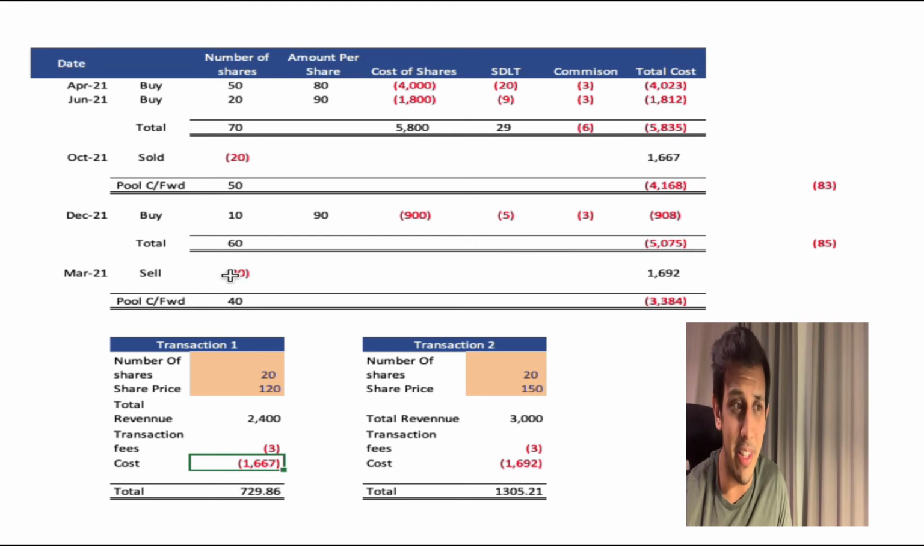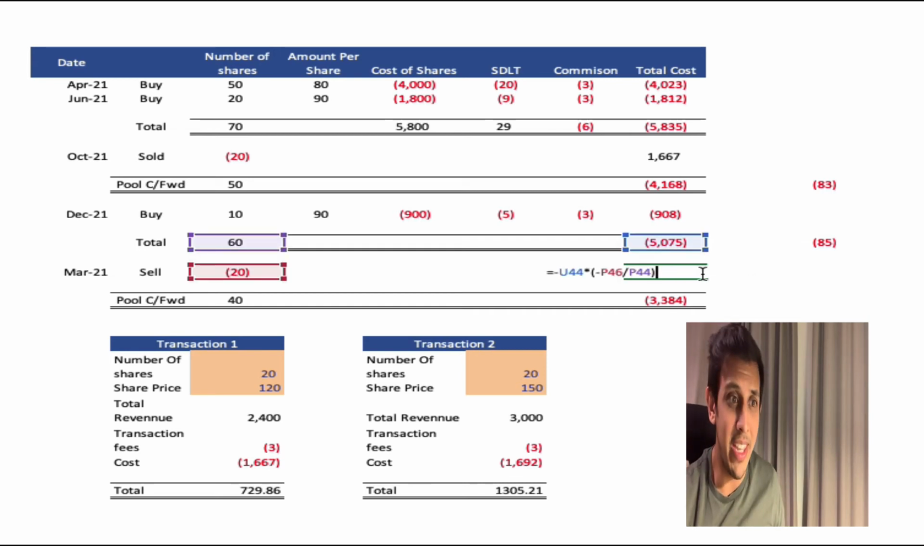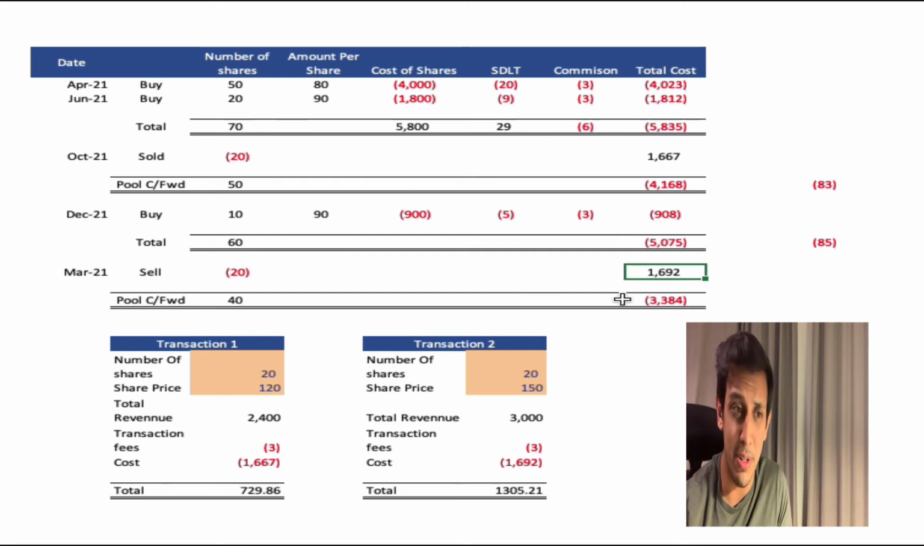Now, the way that we do this again is that we take the average of the cost. So again, it's the 5,075, which is the new total cost. And then we do the 20 shares that we're selling over the total amount of shares that we've got in our pool, so that's 60. So that therefore gives us a revised cost of 1,692.